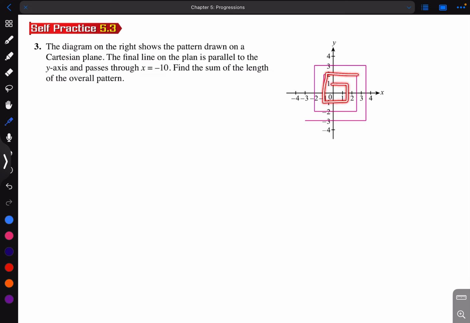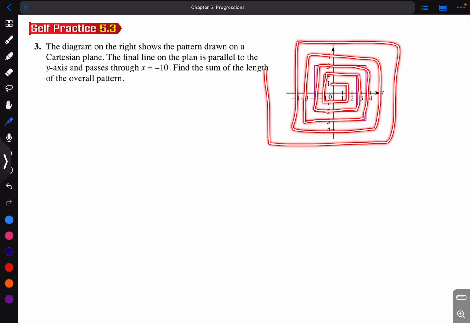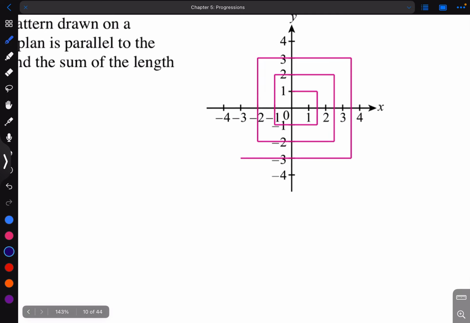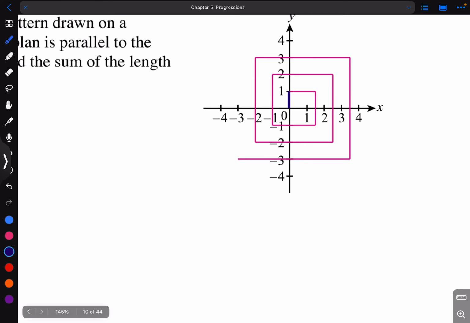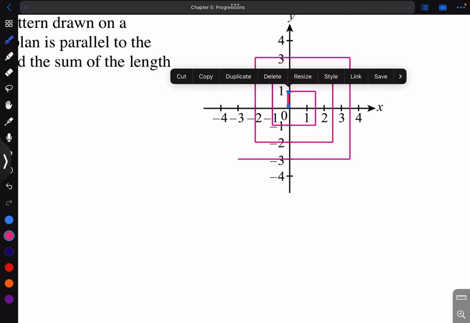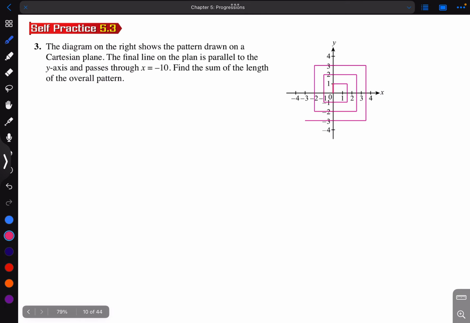So the pattern goes on and on until it finishes up at negative 10. Before we start, you can't see it, but the pattern starts from 0. So let me just draw this in pink. If you don't put this, you won't get the same answer as the answer in the textbook. It's hidden actually. So let's look at the progression.